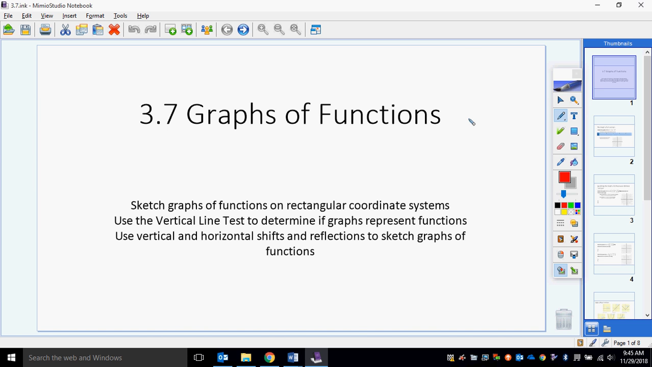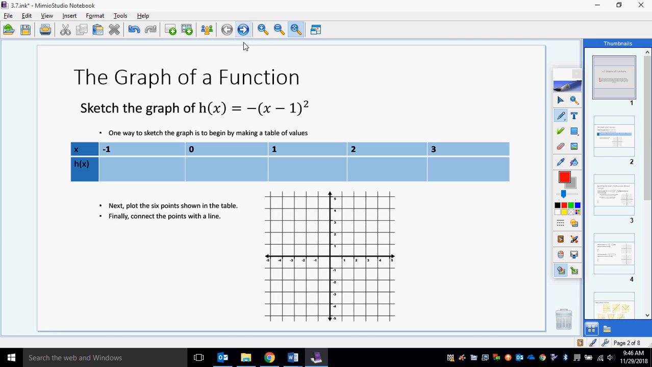This is 3.7, graphs of functions. We're going to be sketching graphs. We're going to use the vertical line test, which we've kind of already talked about. And then we're going to use vertical and horizontal shifts and also some reflections to help us sketch graphs of different types of functions. So let's start off with sketching a graph.